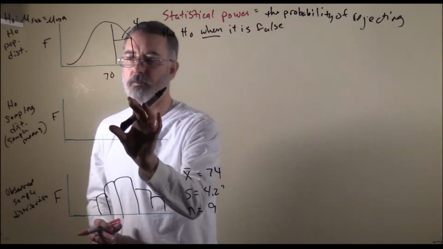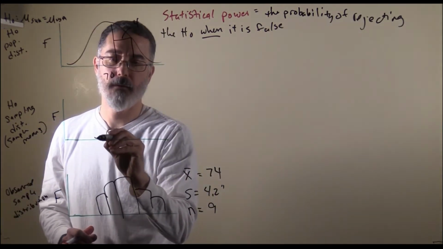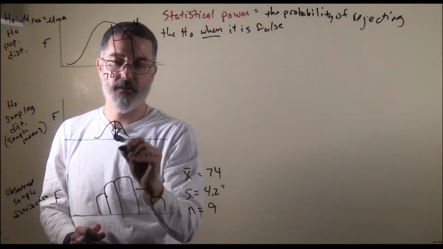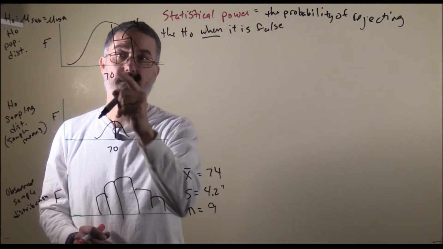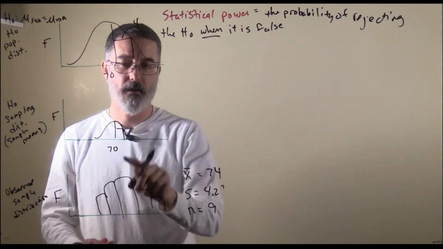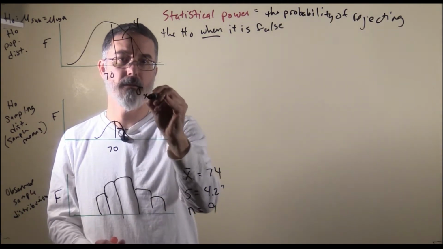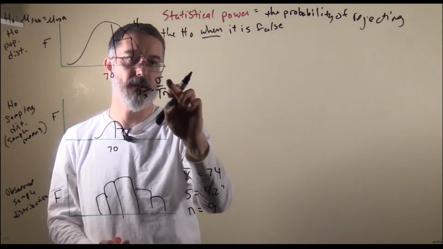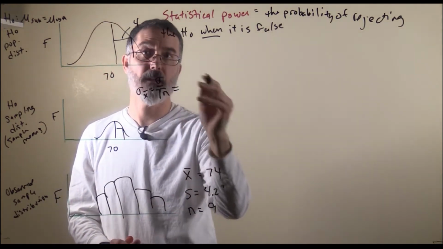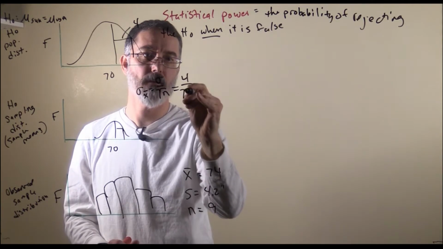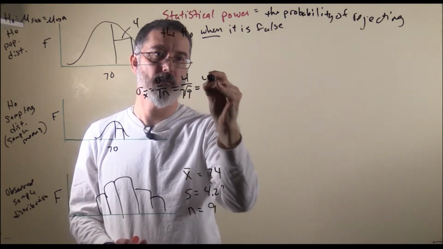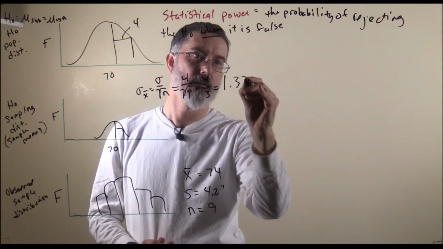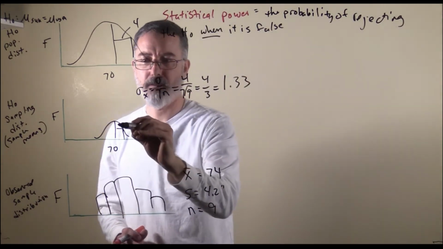And then, of course, we can do our sampling distribution, right, which doesn't depend on this at all. Our sampling distribution is going to have the same mean as the population distribution, and its standard deviation is going to be the population standard deviation divided by the square root of the sample size. So 4 divided by the square root of 9, 4 divided by 3, 1.33 is going to be the standard deviation of this distribution.